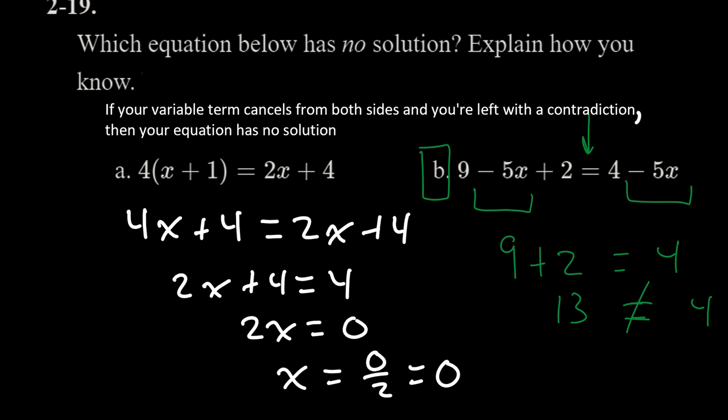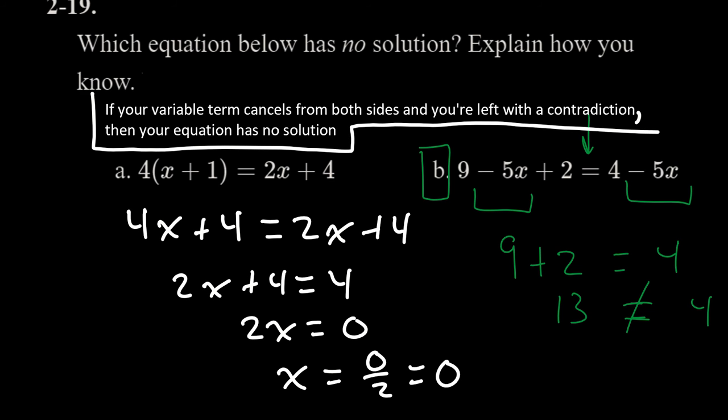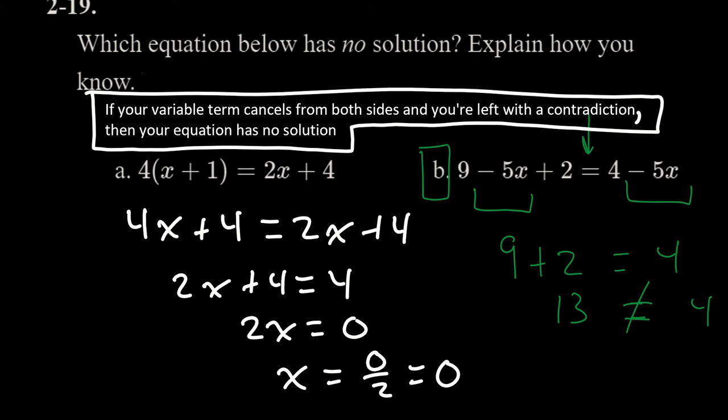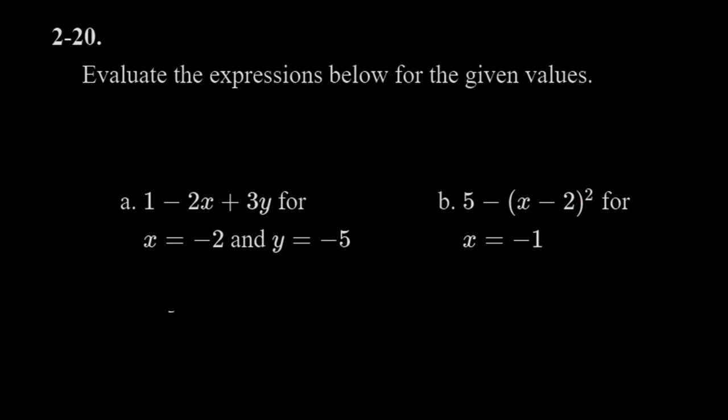So I did type that up, and I think it's important that you see that I went through the trouble of typing this response, because this really is what this question's asking, right? It's more than just, hey, which one doesn't have a solution? You could do both and see, oh, one's got a solution of 0, x is 0, and the other one is a contradiction, 13 is 4. But the important thing is that you be able to state that if your variable term cancels from both sides and you're left with a contradiction, then your equation has no solution. So let's move on to question 20.